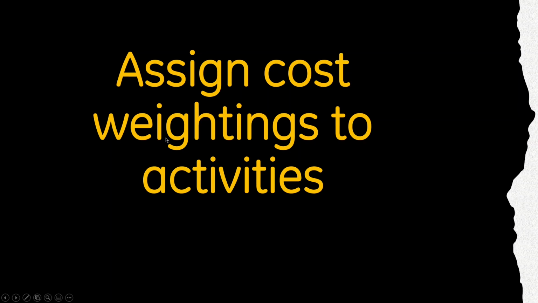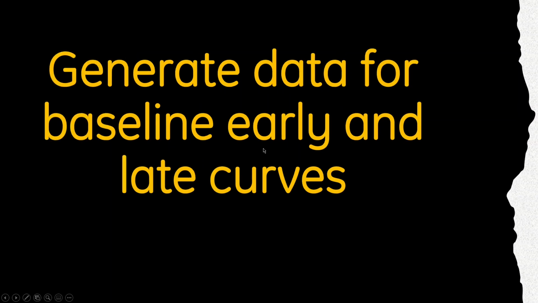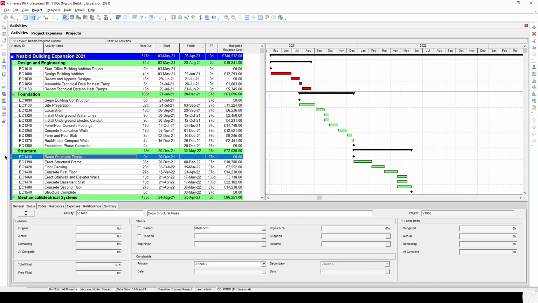That's the first main task completed. The next one will be to generate data for baseline early and late curves. So if we go back to our P6 schedule, to do that, we need a time phase data export from P6. So we go to reports, click reports.